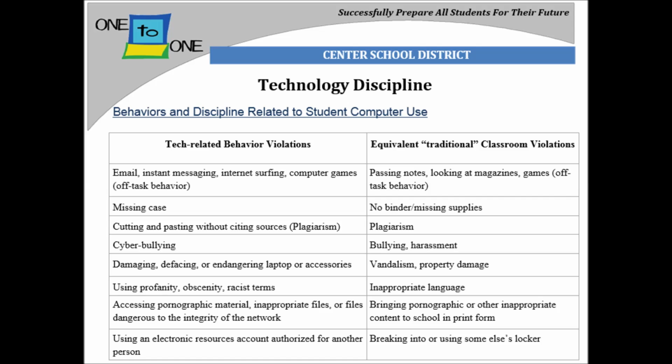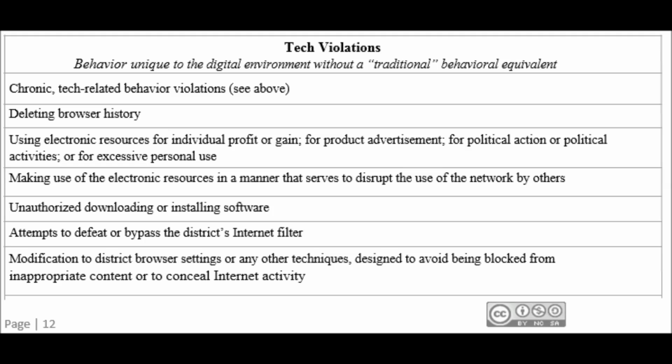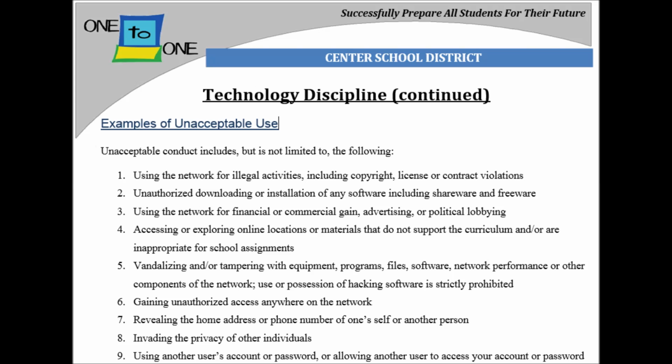Technology discipline. Behaviors and discipline related to student computer use. Listed below you will find technology-related behavior violations equivalent to traditional classroom violations. Please take a moment to check over that chart. If you have any questions, please address those with your advisory teacher or one of the administrators after the presentation.